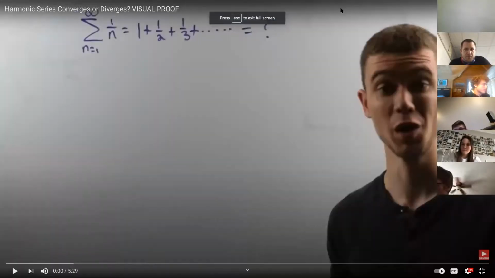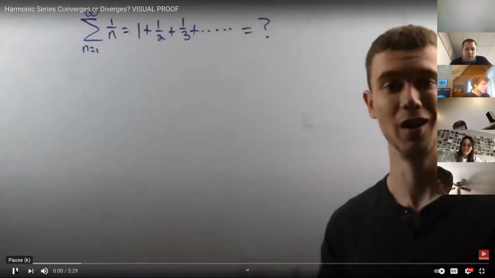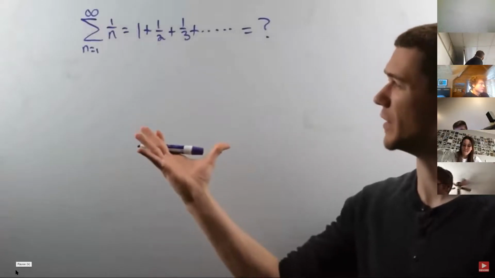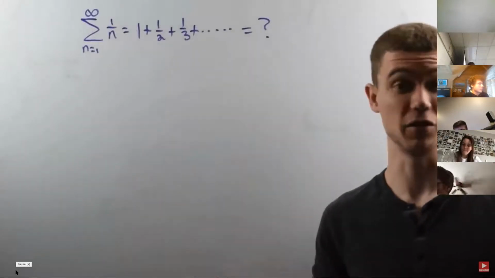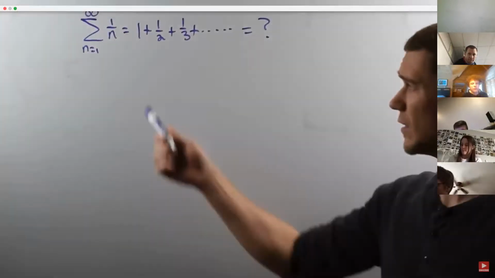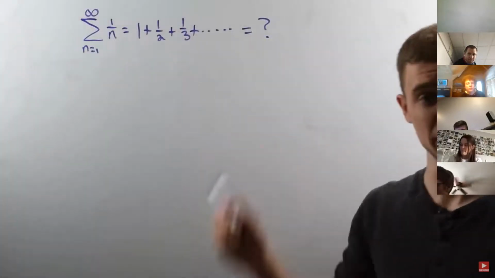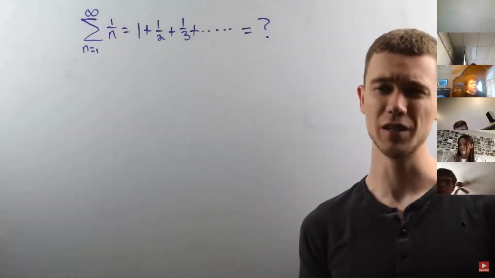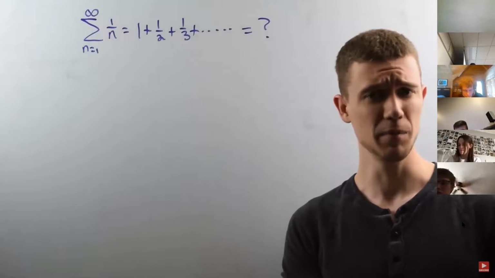So this is the proof of the harmonic series diverging. Everyone, it's Brian. In this video, I want to talk about this series. It's called the harmonic series, and it's arguably one of the most famous series ever. And it goes like this. It goes 1 plus a half plus a third plus a fourth plus a fifth on forever. And so the natural question is, does that add up to something?